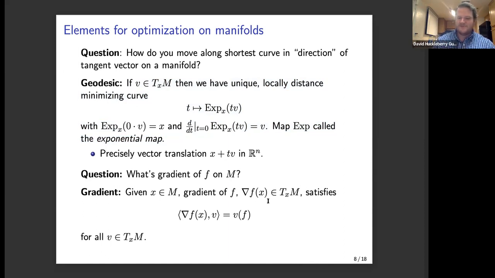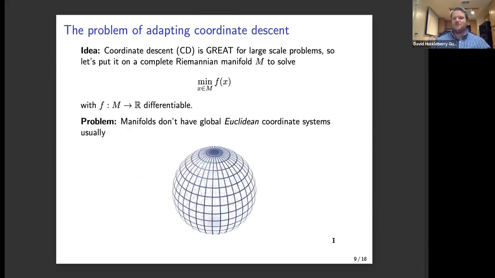And so the gradient is really just this object in each tangent space that gives us directional derivatives. So if I think about V as a direction and it gives me an operator that gives me directional derivatives, the gradient is just this thing that when I take the inner product of the gradient with V, gives me the directional derivative for F in the direction of V. Okay, so that's a lot about differential manifolds. We have all of the elements we need. We have the shortest curves, we have the notions of cost improving directions, we have gradients. We can now start talking about coordinate descent and an adaptation of it.